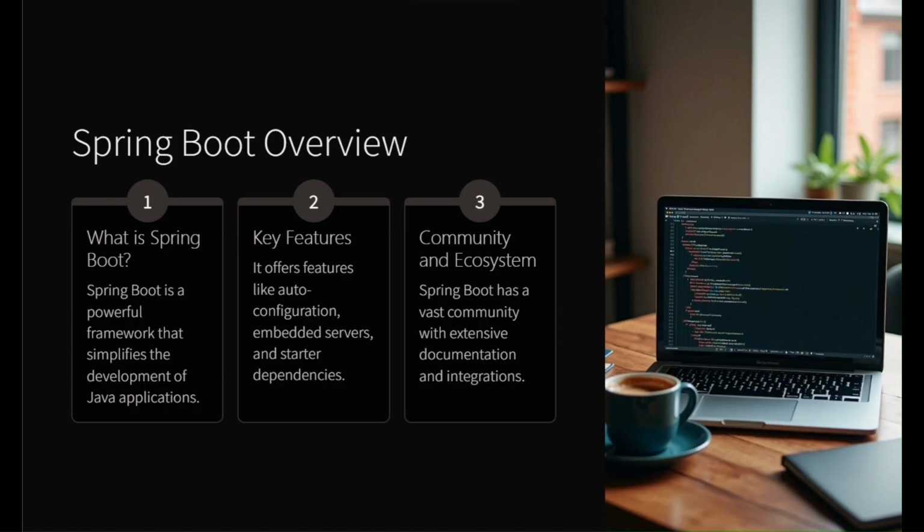Key features of Spring Boot. Spring Boot offers several powerful features that make development faster and easier. First, auto-configuration, which automatically configures components based on the dependencies present in the project. Second, embedded servers like Tomcat and Jetty, so we don't need to deploy applications separately. And third, starter dependencies, which bundle commonly used libraries together to reduce dependency management complexity.